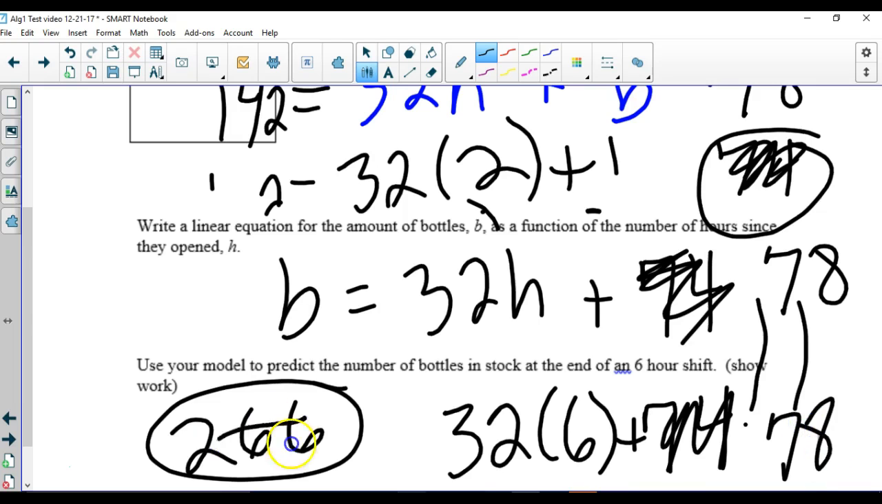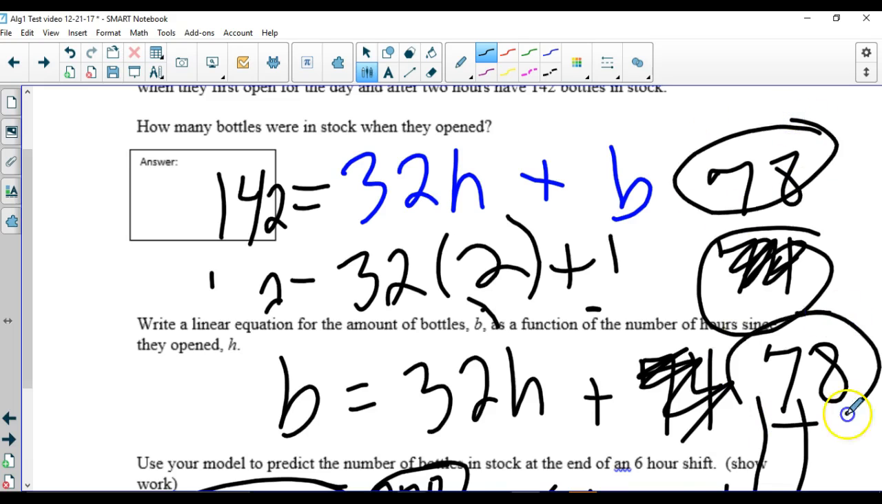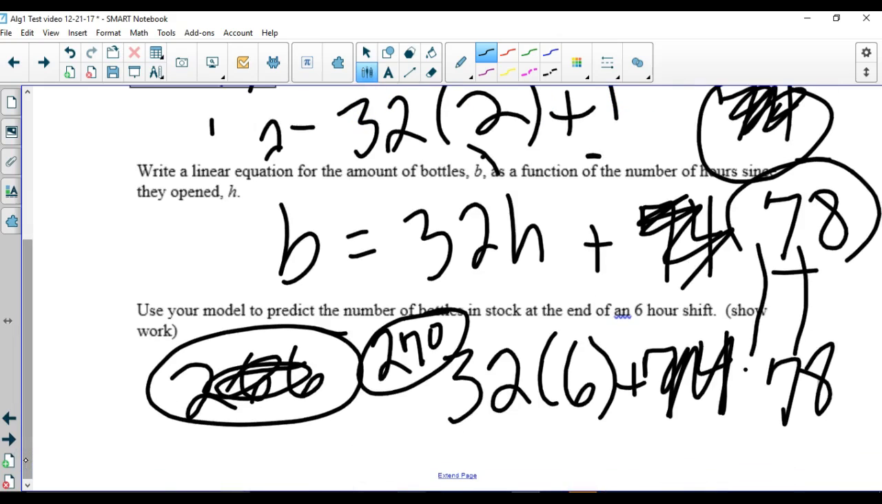So I'm going to add 4 more bottles, so this should really be 270. Okay? Same explanation, but I just blew my math. So 142 minus 64 was 78. So my equation has 78 in it. When I multiply, it should be 270.